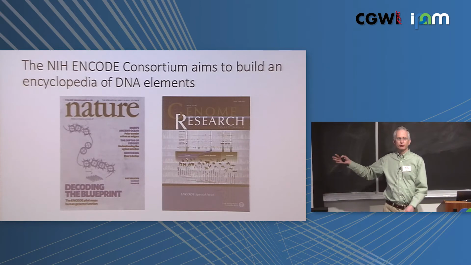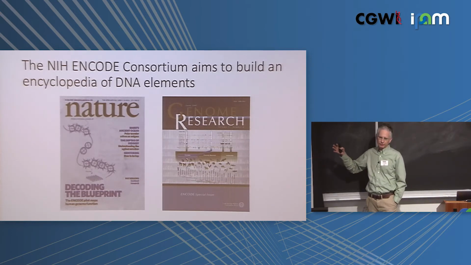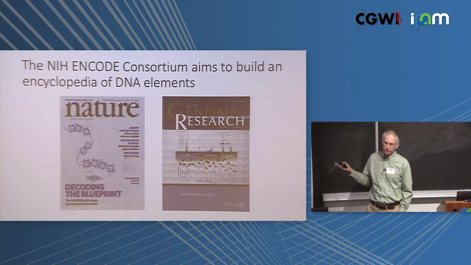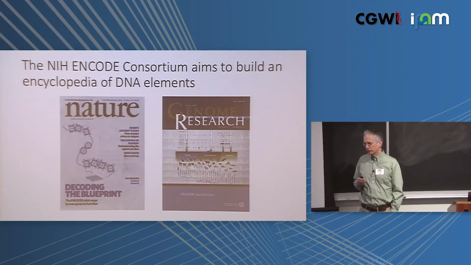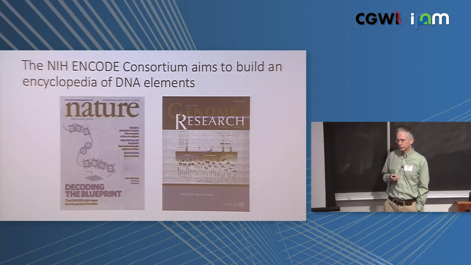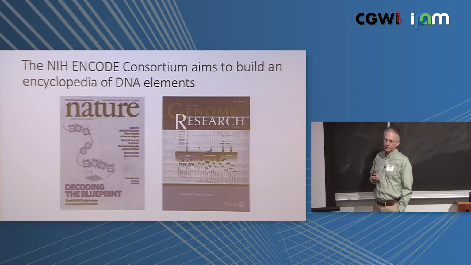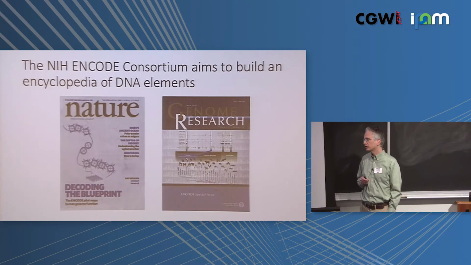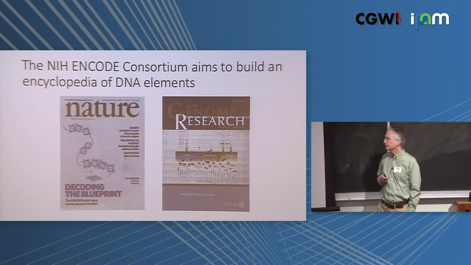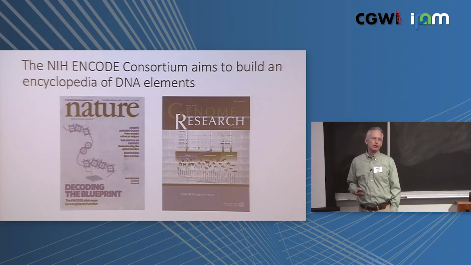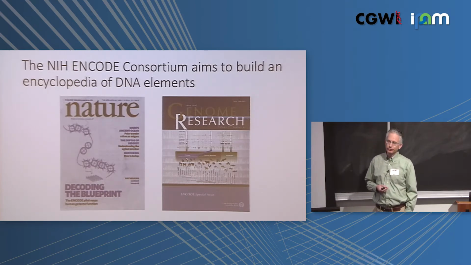Yunjun also provided a nice backdrop because a lot of the data that I'm going to be talking about is drawn from the Encode consortium, which she also alluded to, and from the Roadmap Epigenomics Consortium. Encode stands for the Encyclopedia of DNA Elements. It's a follow-on to the Human Genome Project. It was started in 2003, and the goal is to build a catalog of all the functional elements in the human genome.